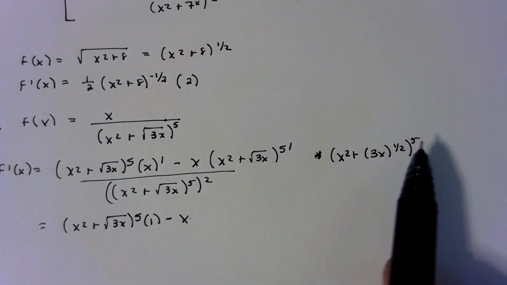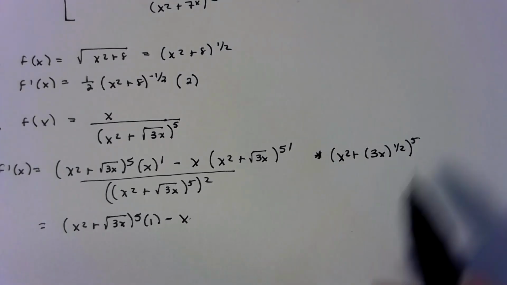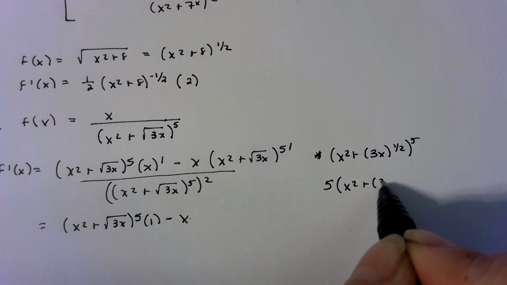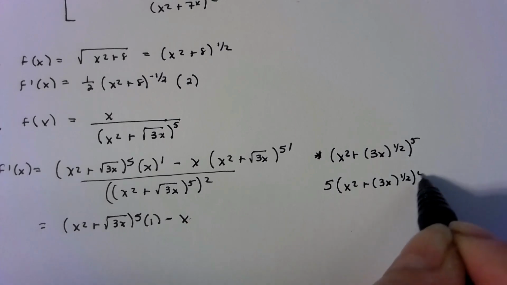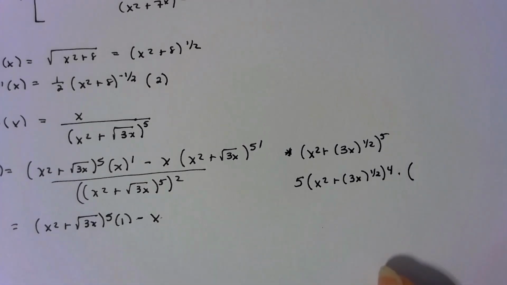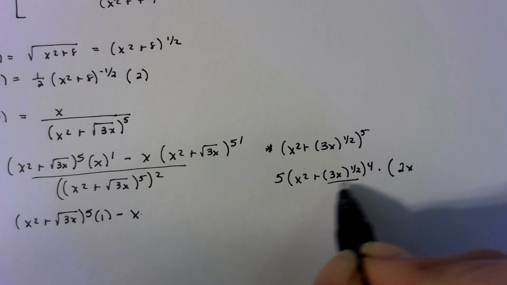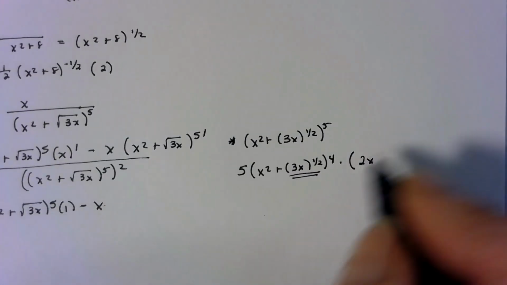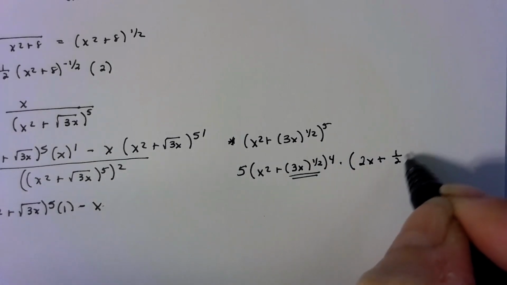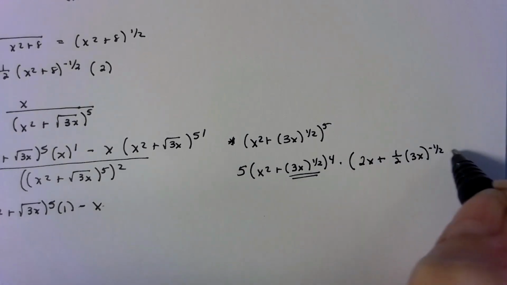So I'm going to take the derivative over here and then I'll put it where it should be. So derivative of the outside is 5 times the stuff inside to the 4th, right? We subtract 1 from the exponent, times derivative of the inside. Well, this term is just 2x, that's easy. This one right here is chain rule. So 2x plus derivative of the outside is 1/2 times stuff inside to the negative 1/2 times derivative of the inner is 3.